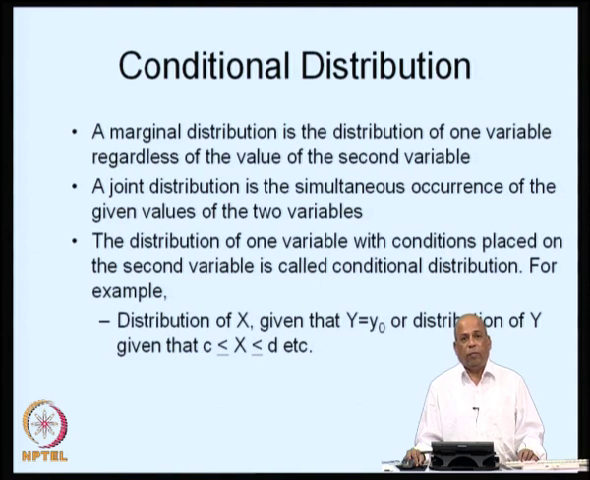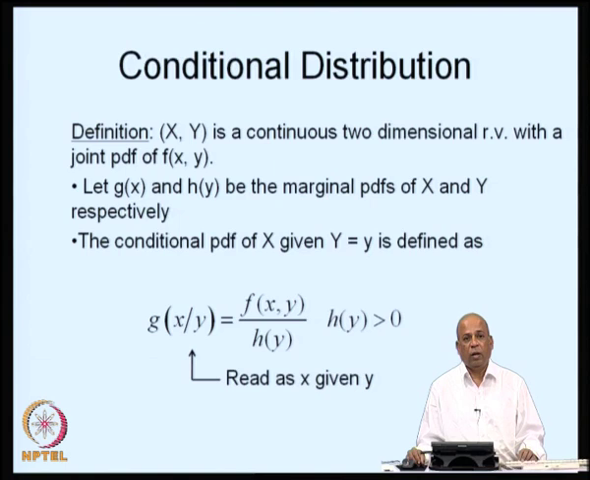So, we define the conditional distribution as I just said: the distribution of one variable with conditions placed on the second variable is called the conditional distribution, in the case of two random variables. For example, the distribution of x given that y is equal to y naught, or the distribution of y given that x lies in a certain region between c and d. So, we may place conditions on one of the random variables and we would be interested in getting the distributions of the other random variables.